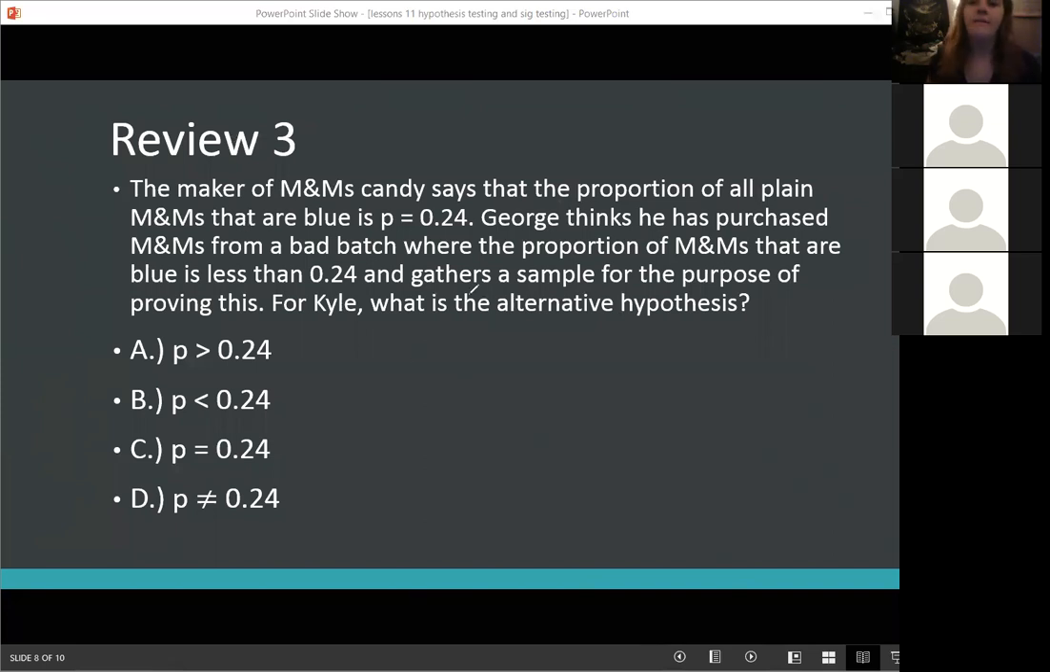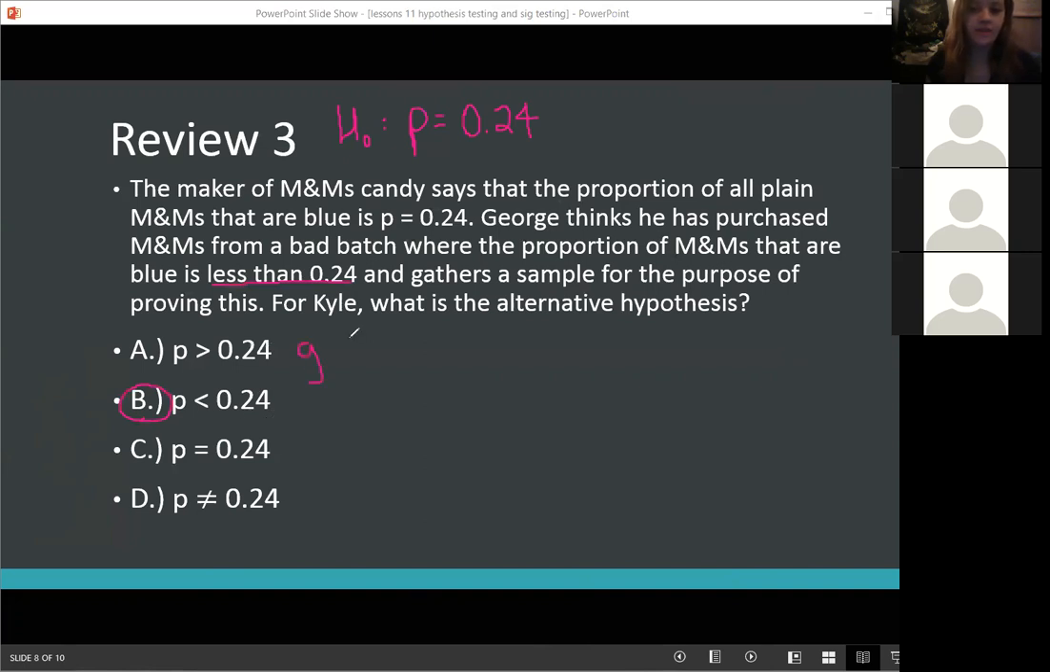So they're saying that they think the proportion is 0.24. So basically we can write our null hypothesis already: P is 0.24, because M&M's candy is saying the proportion of all of the candy that's blue is going to be 0.24. But George thinks that his is different, so he's saying that he thinks that it's less than 0.24. So in this case, our answer is going to be B. Yeah, great. Because then we have P is less than 0.24.